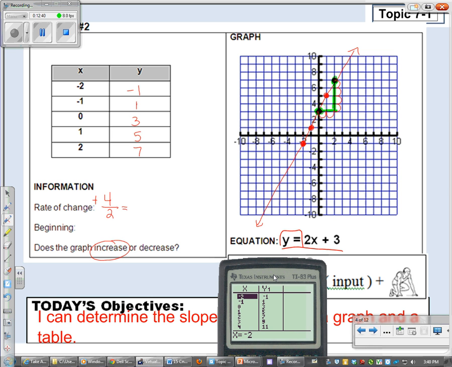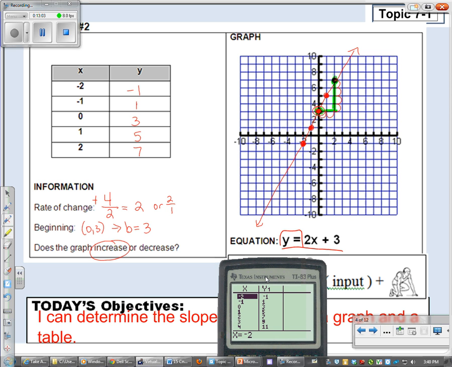4 divided by 2 is 2. So my rate of change is 2, or 2 over 1. My beginning, I started off on the y-axis, so I'll start on the y-axis to find where my line touches. It is touching at 0, 3. So my beginning, the b, is a positive 3.